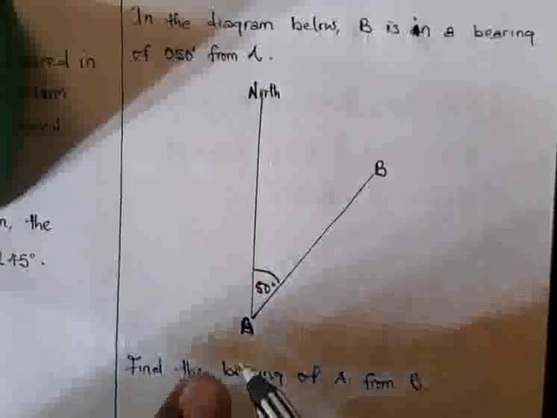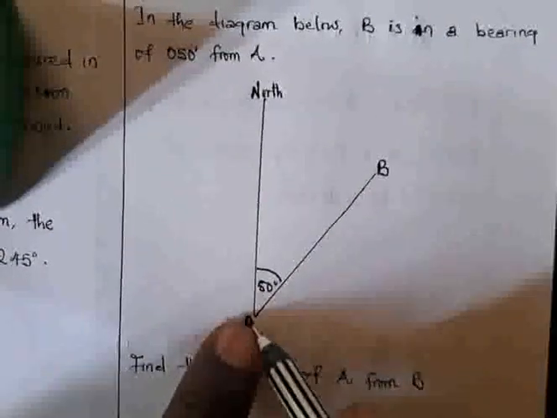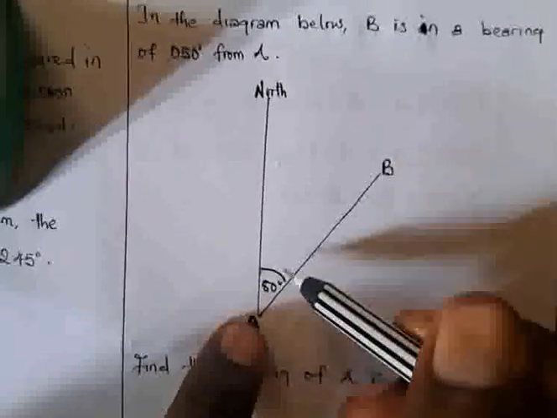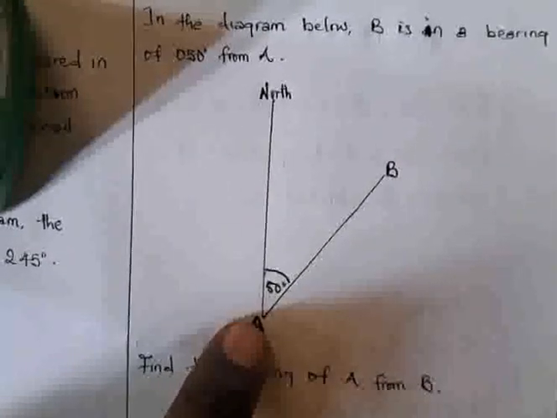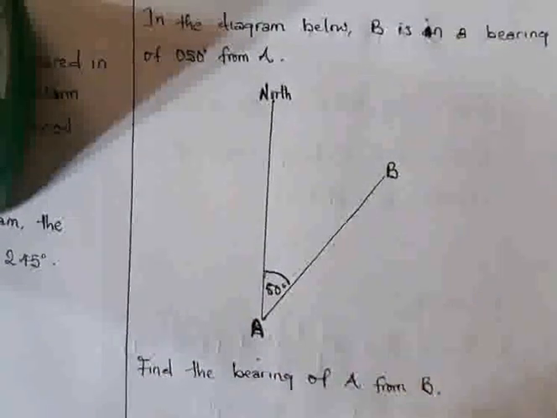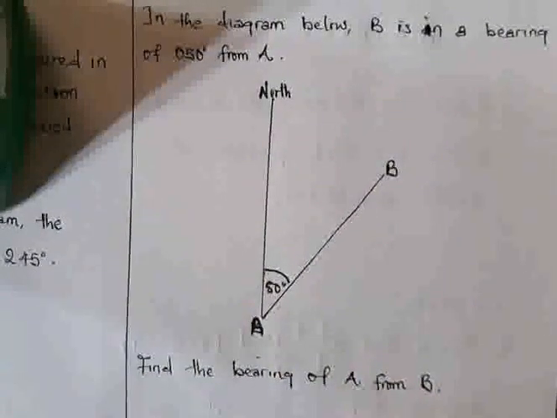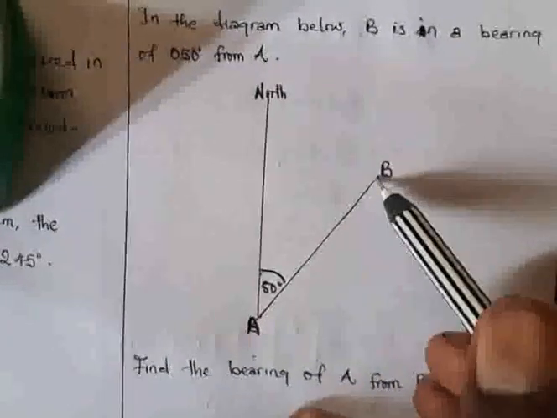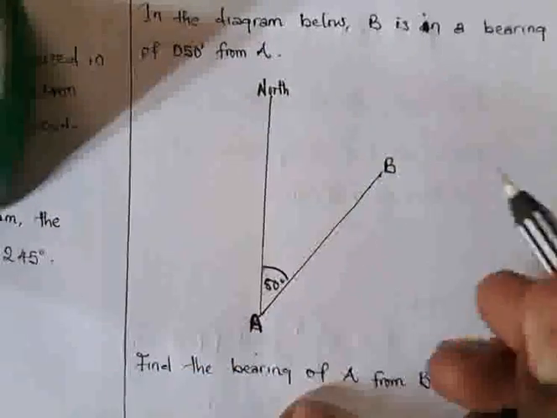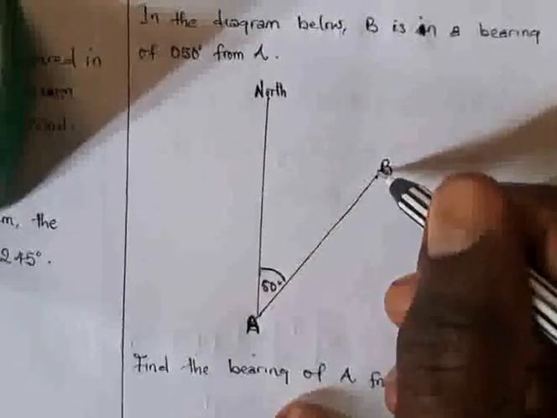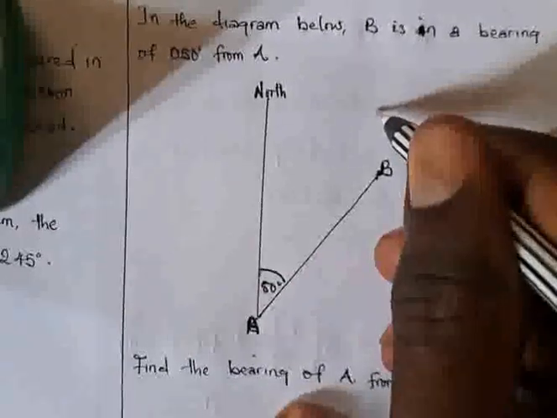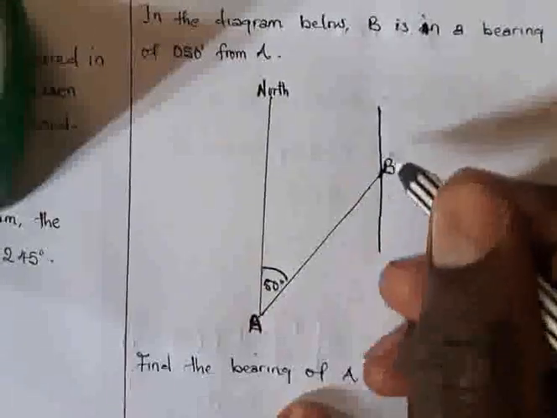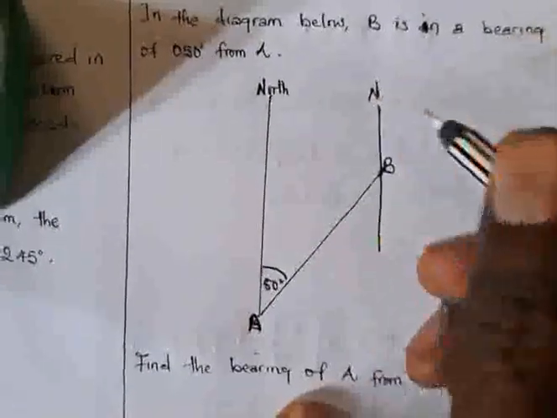From A, that's where this person was standing, facing north, and then he went in this direction facing B, and then he made a turn of 50 degrees. Now the question is: find the bearing of A from B. So we're standing at B going to where A is. From where B is, we make a straight line north. Make sure that it's straight, because I'm just using my free hand.